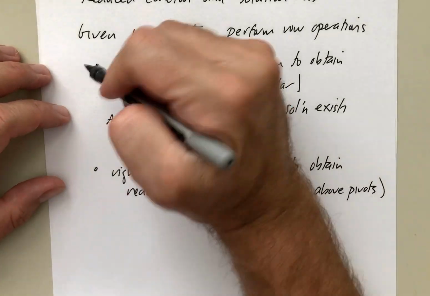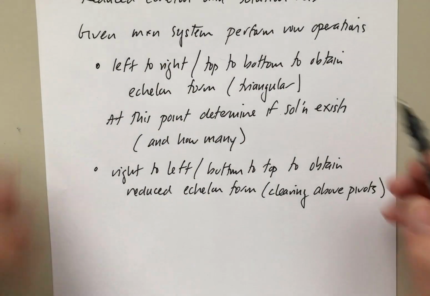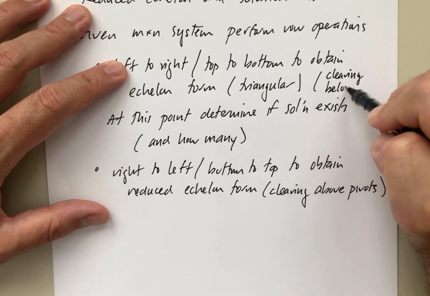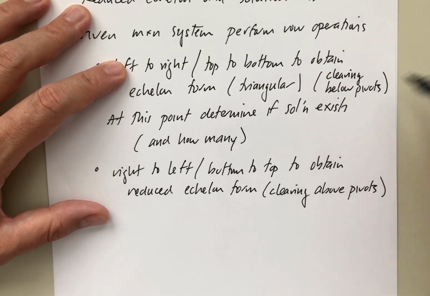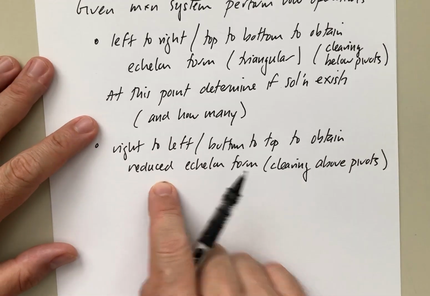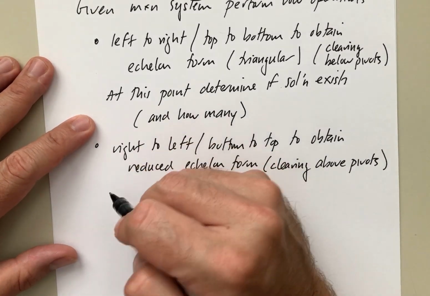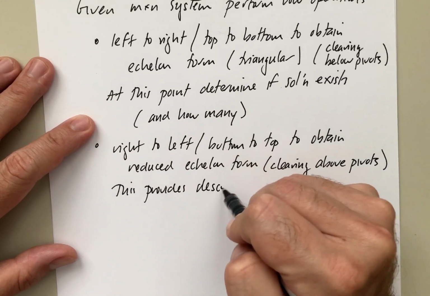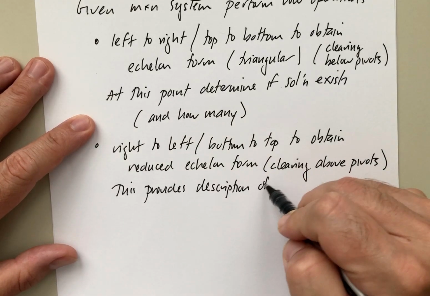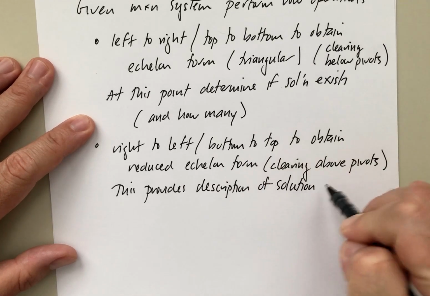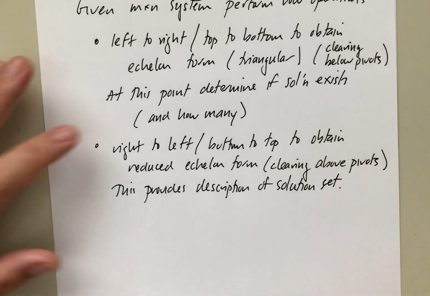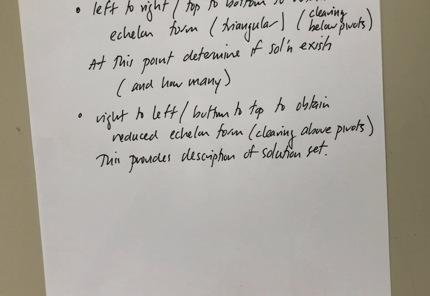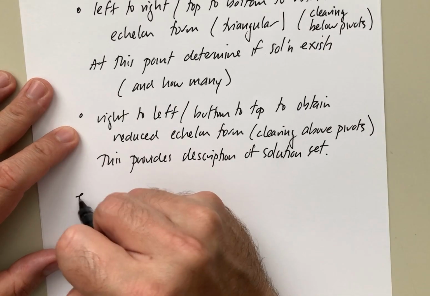So the left to right was clearing below pivots. And when we go right to left, when we clear above pivots, this provides a description of the solution set, which is what I want to talk about today mostly. So let me do this with an example.